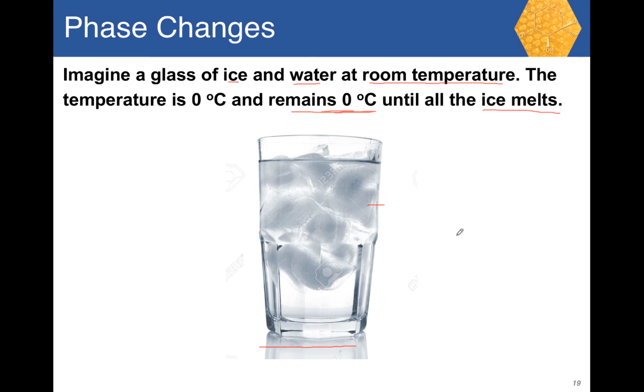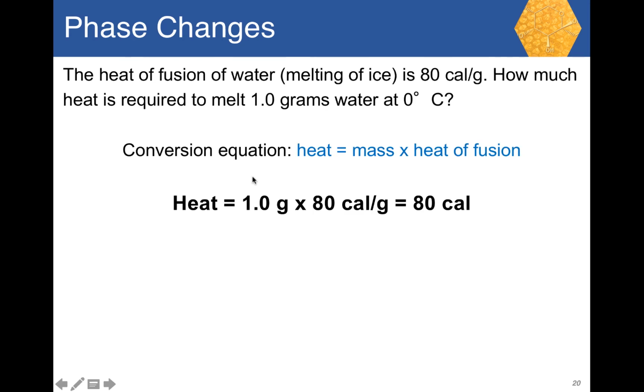So even though we are supplying heat to this ice to melt it, the temperature in this glass of water here is still 0. So the question now becomes, the heat that's supplied to the glass of water, where is it going? Because it is not increasing the temperature until, of course, all the ice melts. Let's see where this heat is going.